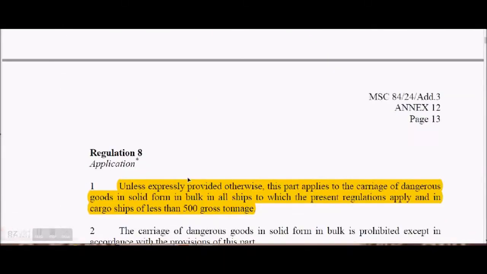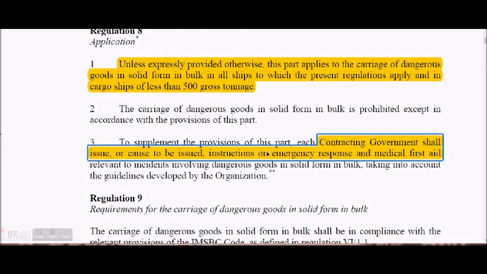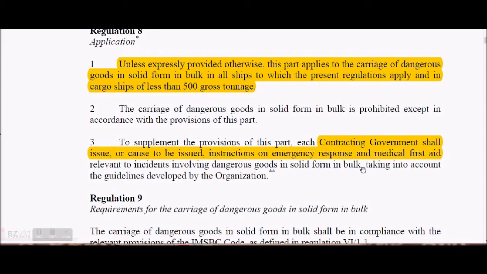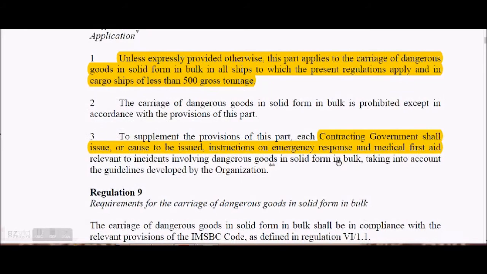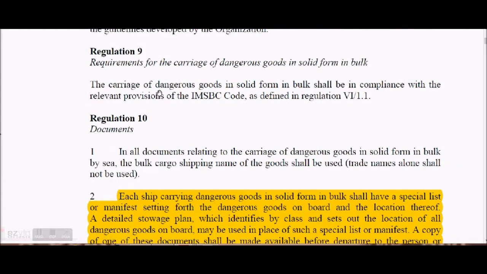Okay. Now, to supplement the provisions of this part, each contracting government shall issue or cause to be issued instructions on emergency response and medical first aid relevant to an incident. So in case of emergencies where we need medicine, it is the contracting governments signing these agreements that are required to provide it. The carriage of dangerous goods in solid form in bulk shall be in compliance with the relevant provisions of the IMSBC Code as defined in regulation 6.1.1.